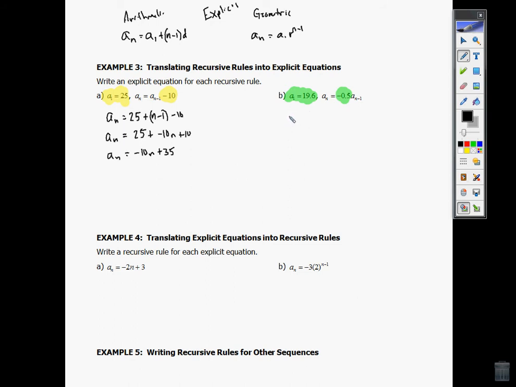So my explicit definition says a sub n will equal the first term, a sub 1, which I know is 19.6, times the rate, which I know is negative 0.5, raised to the n minus 1. And look at that. It's done. This now tells me that I can find any number based on the first number, rather than any number based on the previous number in the sequence.